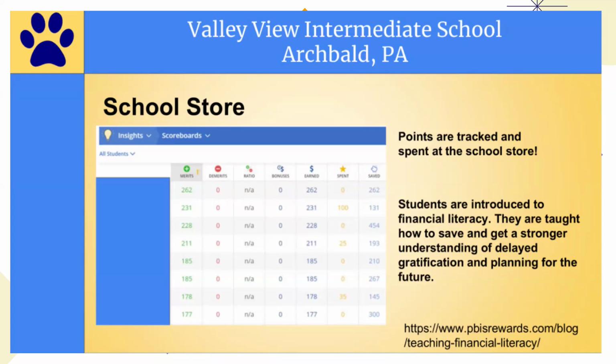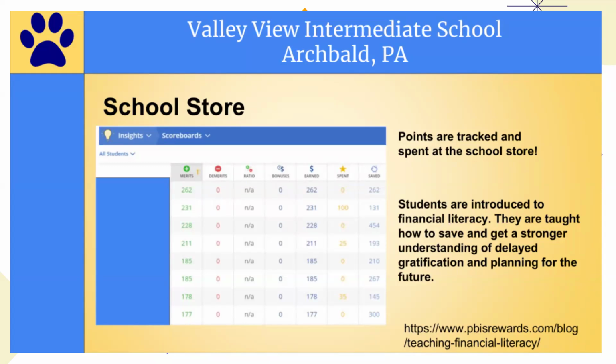They're taught how to save money and get that stronger understanding of delayed gratification. This definitely wouldn't be, or you could, but I wouldn't recommend using this in place as your big ticket that you're giving out. However, I could see this being used in conjunction with it. Those of you who are looking for maybe a secondary ticket system, right?